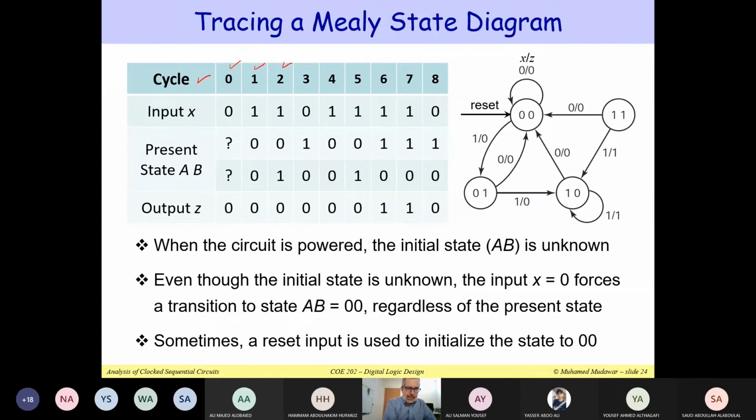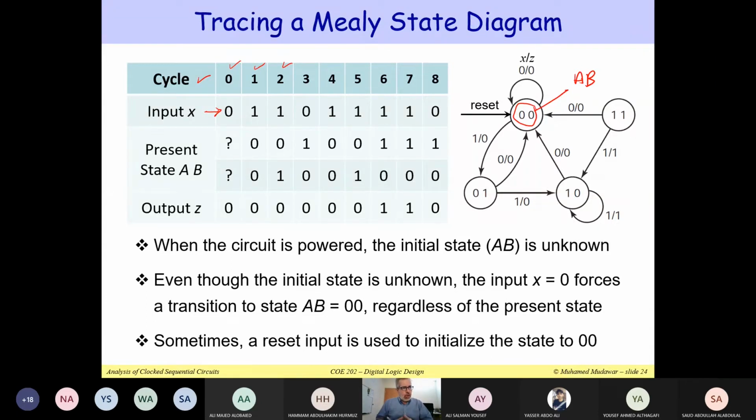I'm showing the input x changing cycle by cycle. Initially x equal to 0, then next cycle it is 1, next cycle it is 1, and so on. Now for the state, we have two bits, 0,0. We can name them, for example, A and B. You can call them any name that you want. Here A and B are the outputs of the flip-flops.